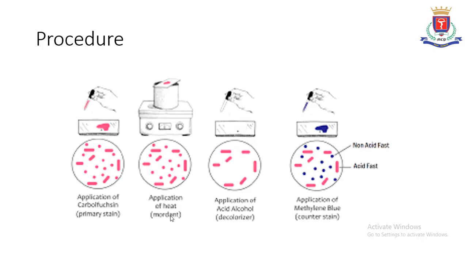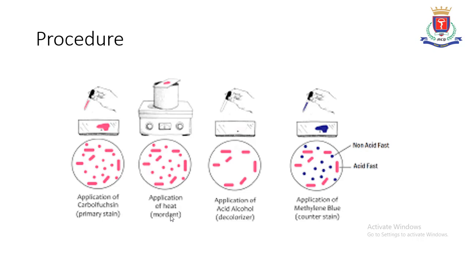So here what will happen is when you add the acid alcohol solution, the non-acid-fast bacteria that have not retained the carbol fuchsin stain will be decolorized by this decolorizing agent, whereas the acid-fast bacteria will retain this carbol fuchsin stain. Then you will add the secondary stain, that is methylene blue, which is also called the counterstain.